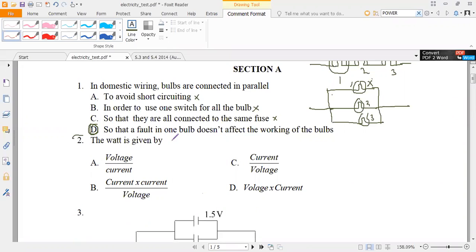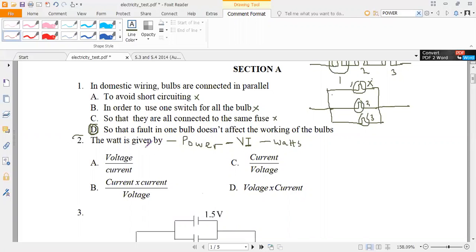Question 2, they are asking the watt is given by voltage over current. So we all know that a watt is a measure of power, what you can call electrical power. So electrical power is given by the formula power is equal to IV, or what you can call VI. And the units of power are the ones which we call watts.